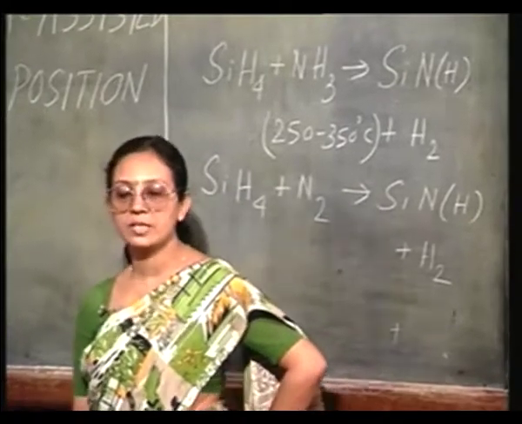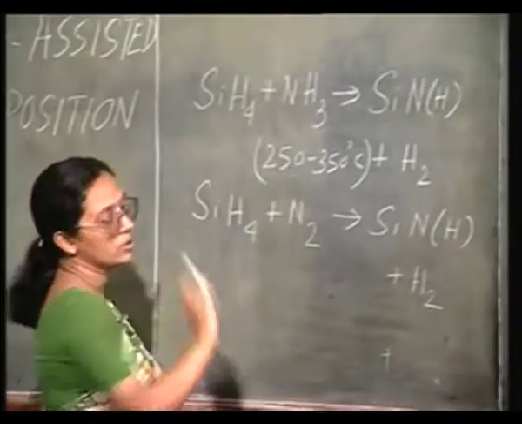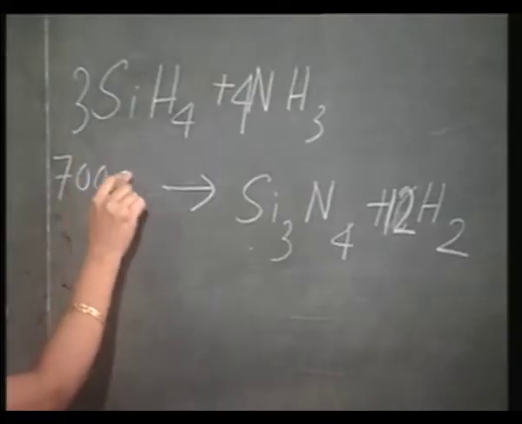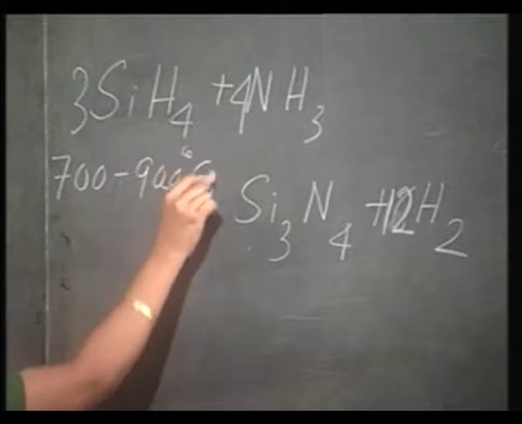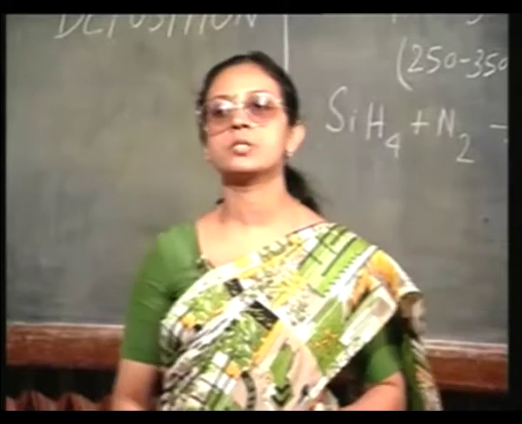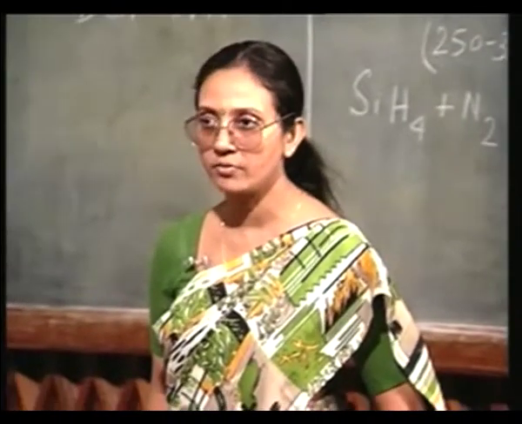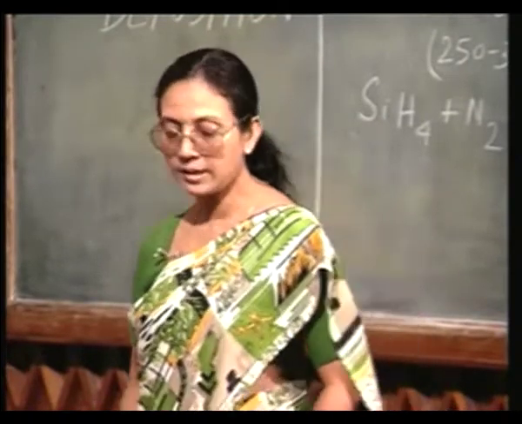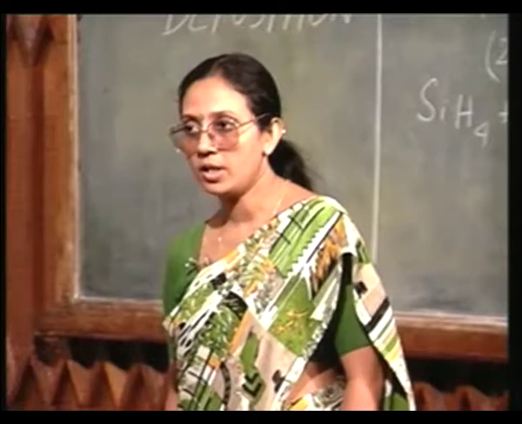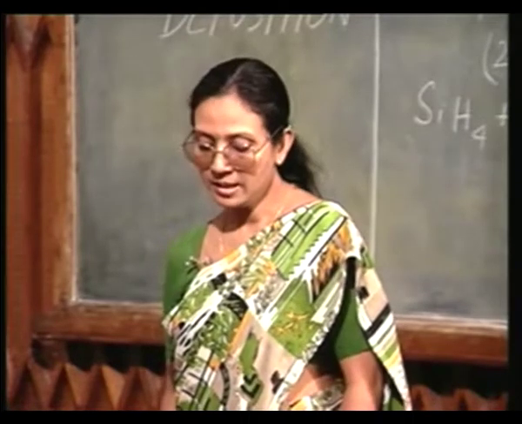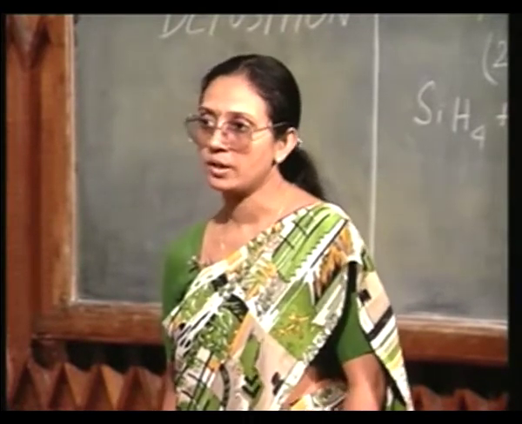The only major difference is in the process temperature. Here it is 250 to 350 degree centigrade, and here it is 700 to 900 degree centigrade. Instead of silane, you could also use a derivative of silane like dichlorosilane, for example. You can have SiCl2H2 reacting with ammonia, and in that case also you will have silicon nitride with HCl and hydrogen. Okay. But even there the temperature will be 700 to 900 degree centigrade.